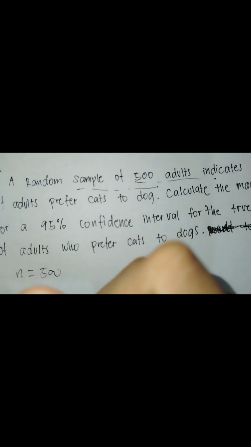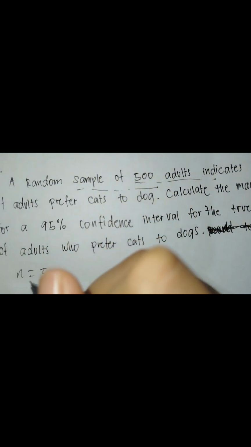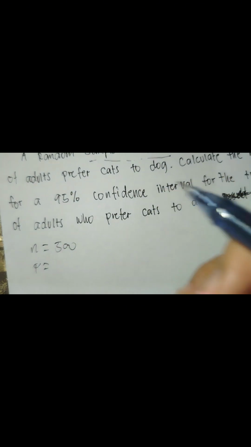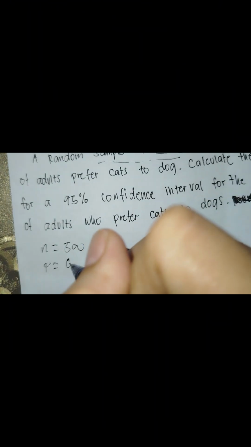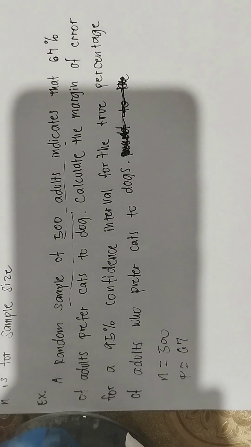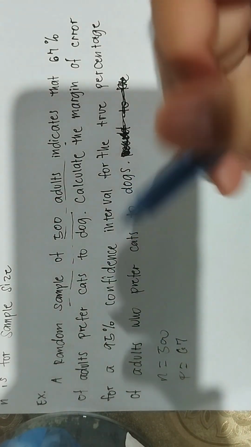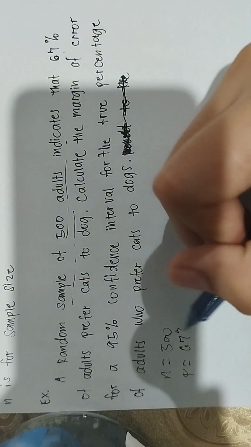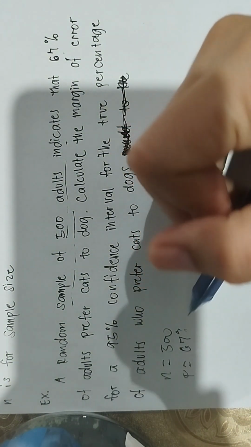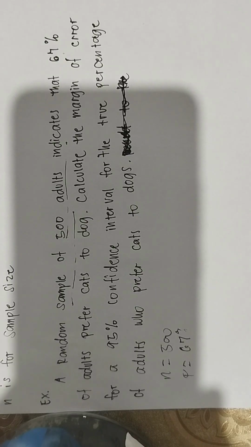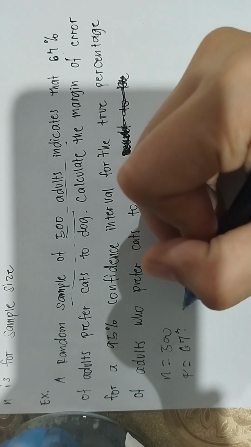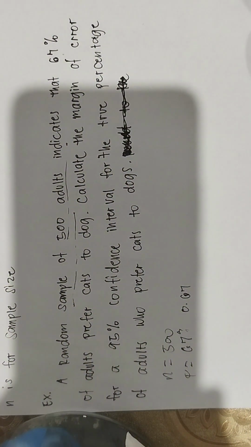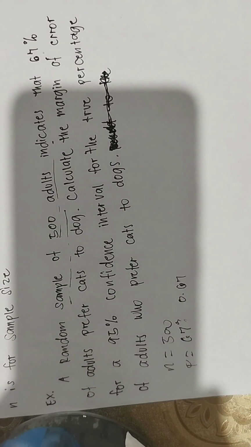67. Atong P kay 67. Ato ang proportion is 67%. Ato na siyang i-convert to decimal point. So 67 divided by 100 is 0.67. So, mauna siya ato ang proportion.